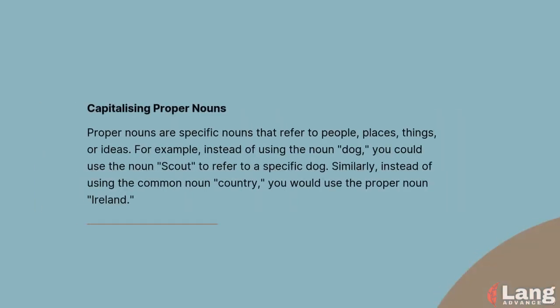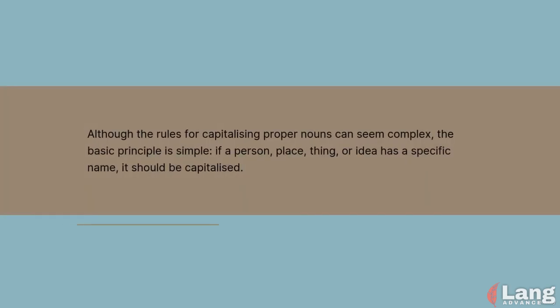Capitalizing proper nouns. Proper nouns are specific nouns that refer to people, places, things, or ideas. For example, instead of using the noun dog, you could use the noun Scout to refer to a specific dog. Similarly, instead of using the common noun country, you would use the proper noun Ireland. Although the rules of capitalizing proper nouns can seem complex, the basic principle is simple. If a person, place, thing, or idea has a specific name, it should be capitalized.